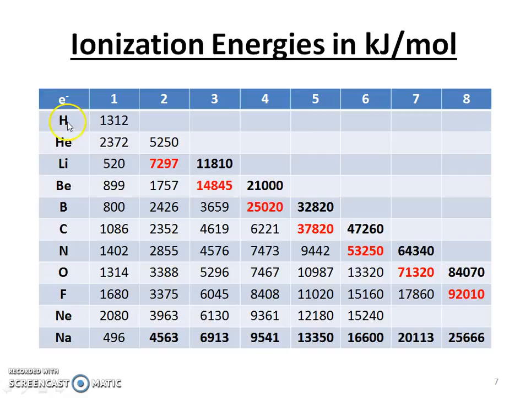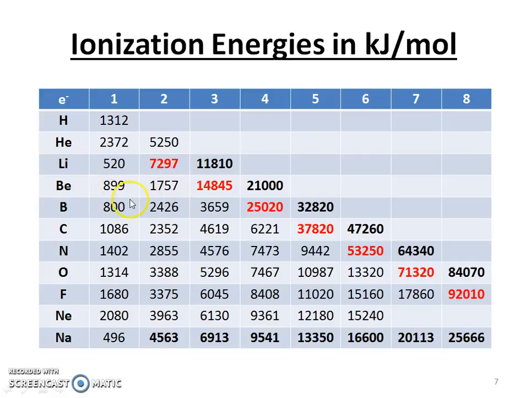Because beryllium is going to have 1, 2, 3, 4 protons. So no matter what, it has 4 protons, which means it has 4 electrons. So when the first electron is removed, it still has 4 protons, but now it only has 3 electrons. So the attraction between those positive protons and the 3 remaining negative electrons is going to be stronger, so that's why it's going to take more energy.